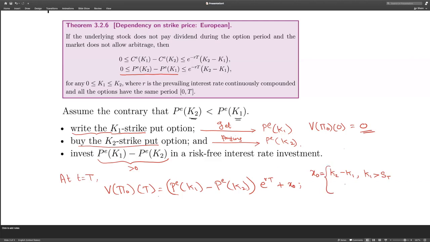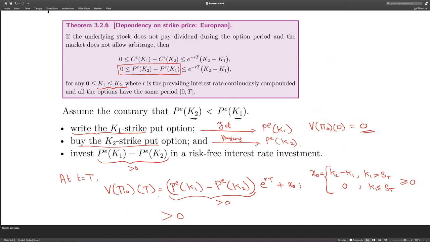Otherwise, you simply leave all these stocks as they are, and thereby you will get a 0 payoff from the two options if K1 is less than or equal to ST. Now, since K2 is greater than or equal to K1 by our hypothesis, you can see that X0 is greater than or equal to 0. And by our assumption, we see that this is strictly greater than 0. Therefore, altogether this is greater than 0, and that leads to a contradiction to our assumption that the market doesn't allow arbitrage opportunities. So this again proves our lower bound for put option.